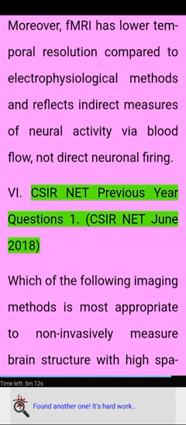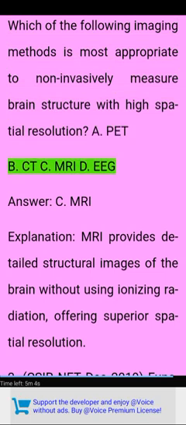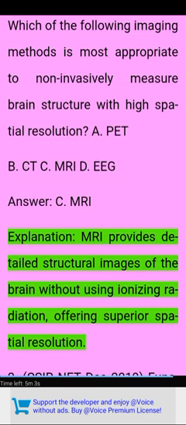6. CSIR NET previous year questions. 1. CSIR NET June 2018. Which of the following imaging methods is most appropriate to non-invasively measure brain structure with high spatial resolution? A. PET. B. CT. C. MRI. D. EEG. Answer. C. MRI. Explanation. MRI provides detailed structural images of the brain without using ionizing radiation, offering superior spatial resolution.